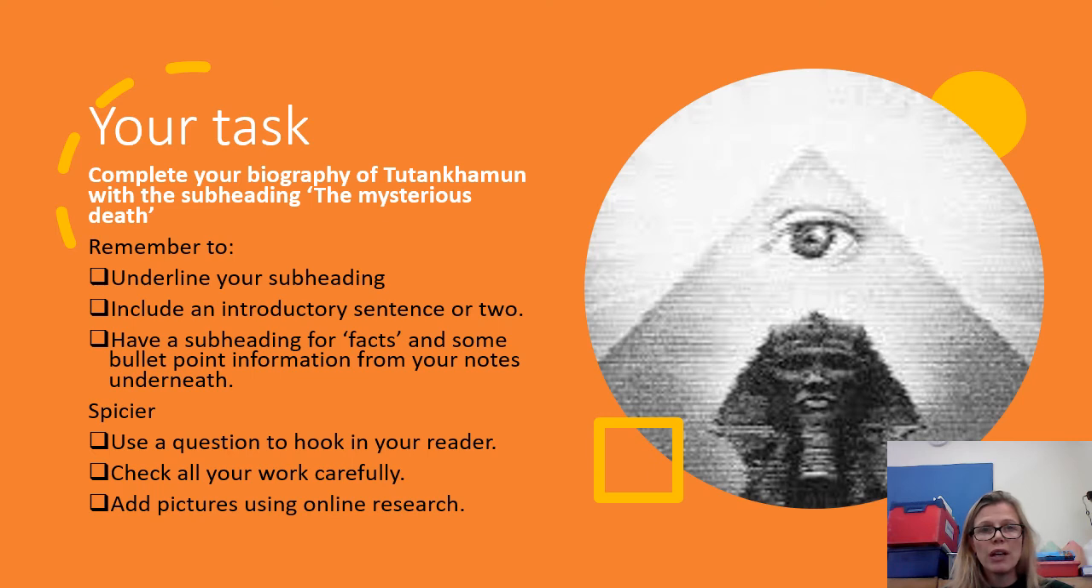Check all your work carefully, preferably using a green pen, not just today's work, but the bits you've done previously, so that the whole biography is checked. It's got 4 parts. Finally, it would be lovely if you would add pictures that you found online, pictures that are relevant to Tutankhamun. There are some impressions of what he might have looked like. There's lots of statues and beautiful artifacts you could copy.